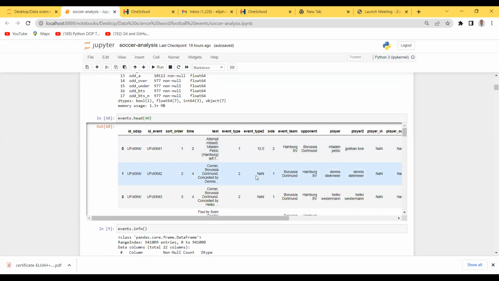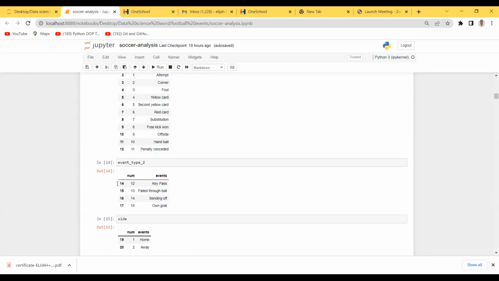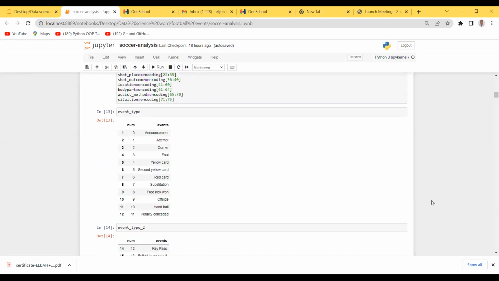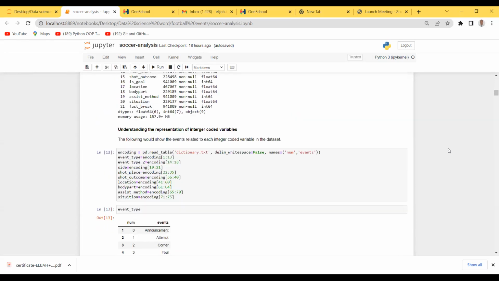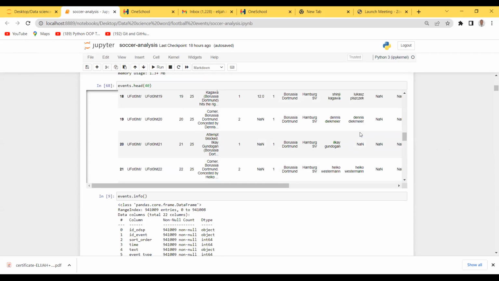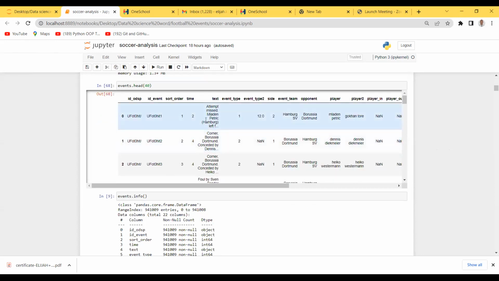Let's go now to event type 2. Event type 2, 12, keepers. I don't know what keepers means. Maybe a major pass. Yes, I think it's a normal pass. I'm sure it is a pass that maybe would have led to a goal or something. Exactly, something like that.